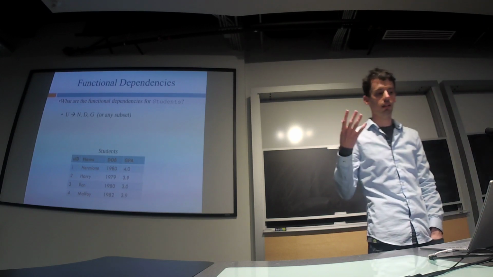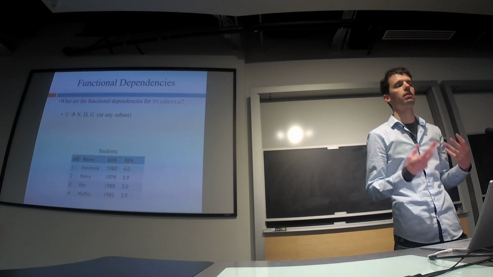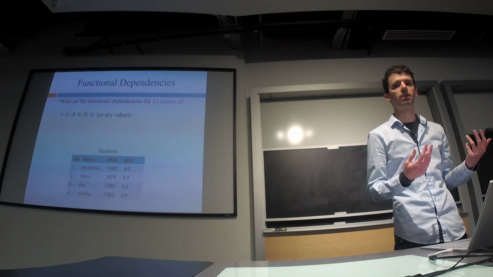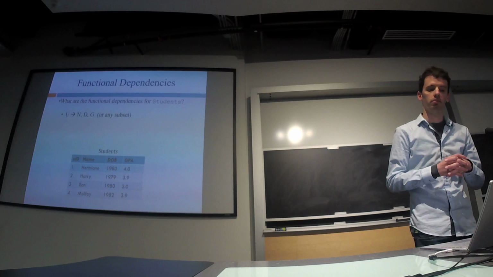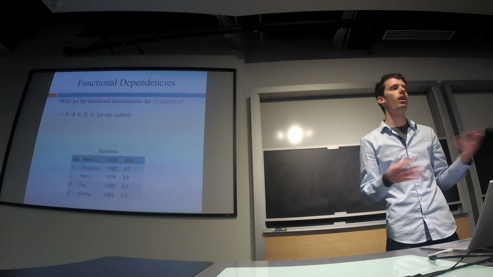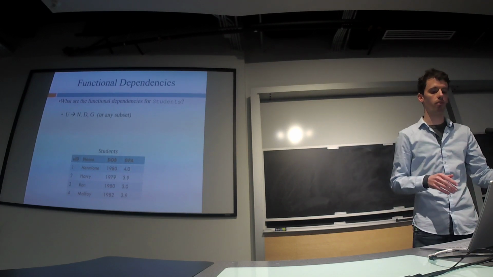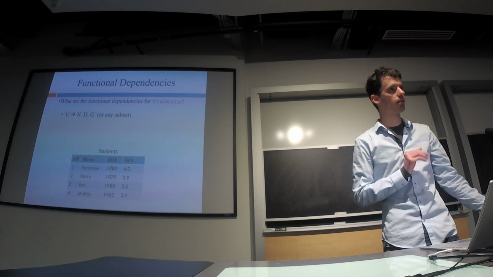So yes, the question was, do we start with the primary key when looking at functional dependencies? Yeah, those are the obvious ones. But if that was all it was, then this wouldn't really be very interesting. We know all about keys and primary keys. But there are other functional dependencies that don't involve keys.